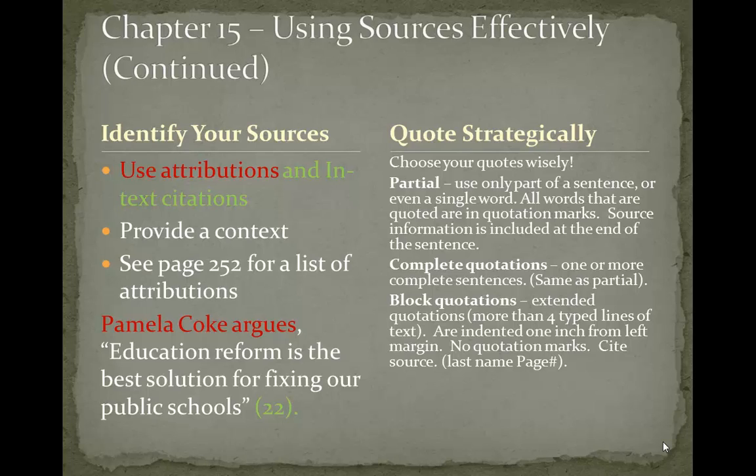Block quotations are extended quotations. They're usually more than 4 typed lines of text, and they're indented by 1 inch from the left-hand margin. There are no quotation marks around block quotations, and you need to also cite the source for a block quotation. This appears the same way as every other citation, with last name and a page number.